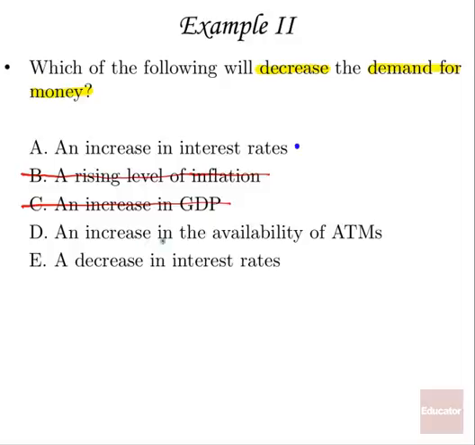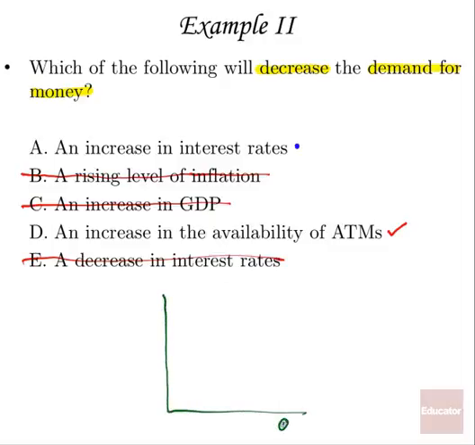An increase in the availability of ATMs. So there's more access to ATMs and technology. So I'm going to hold my money in the bank and withdraw money when I want it. So it's going to decrease the demand for money. That's absolutely true. That's the correct answer. Let's read E and see why that's wrong here. A decrease in interest rates is actually going to increase the quantity demanded for money here. This sounds like it's possibly true, but let me redraw this graph for you to show you what's exactly going on here.